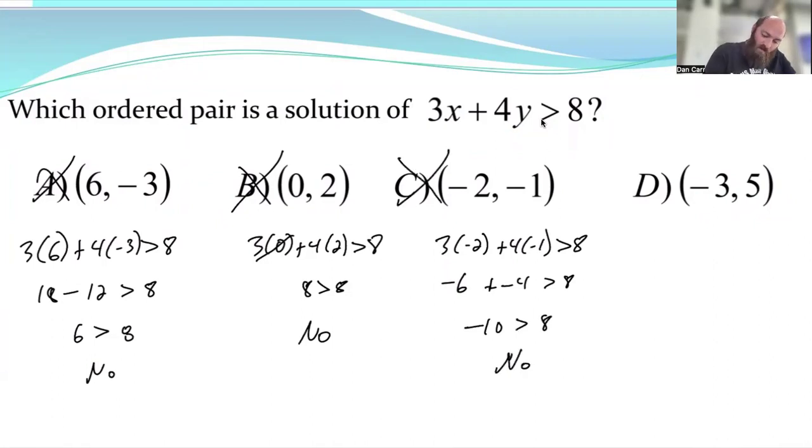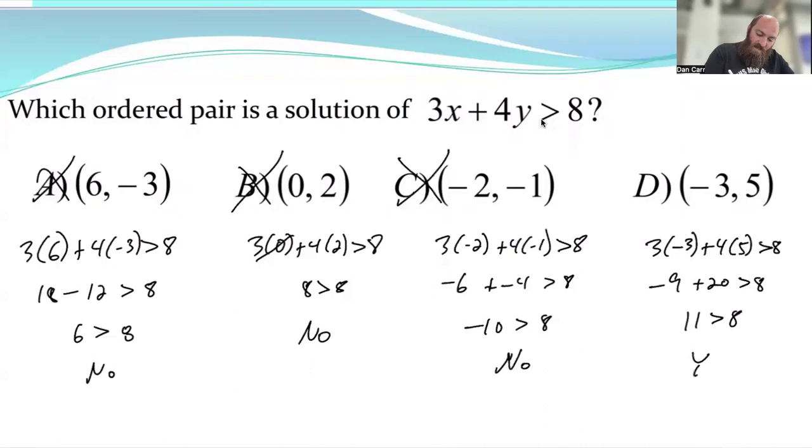Let's see if the last one comes out. We got 3 times a negative 3 plus 4 times 5. Is that greater than 8? That's a negative 9 plus 20 greater than 8. That is 11 greater than 8, and that's a yes. So we have only one solution here.